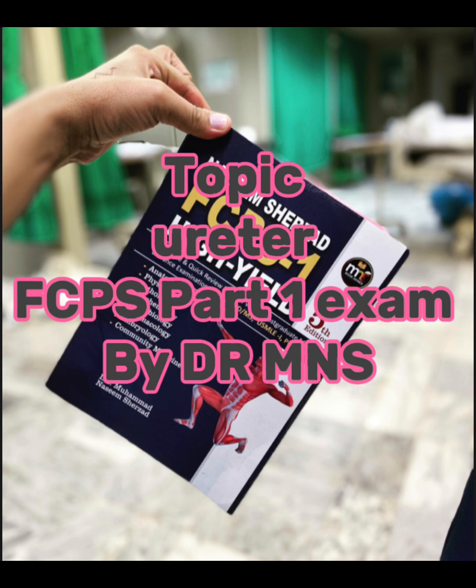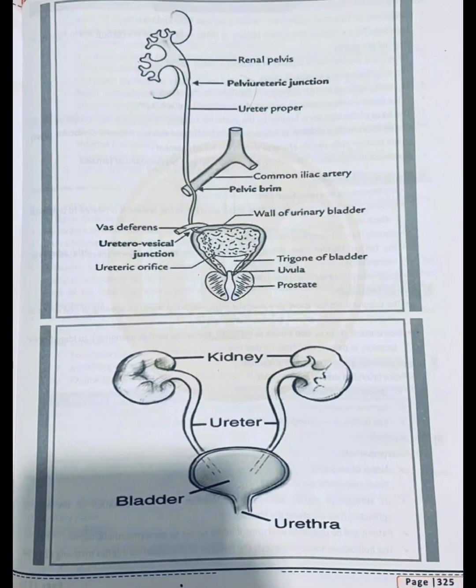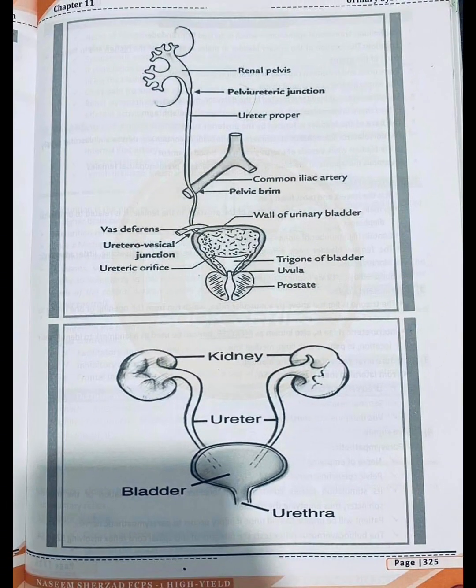Number one, the size of the ureter, or we can say the definition of the ureter. The ureter is a tubular structure connecting the kidney with the urinary bladder, and it is around 10 inches or 25 centimeters. Sometimes they ask the question in inches or sometimes in centimeters, so it is better to have both in your mind. If they ask in inches, it is 10 inches. If they ask in centimeters, it is 25 centimeters.